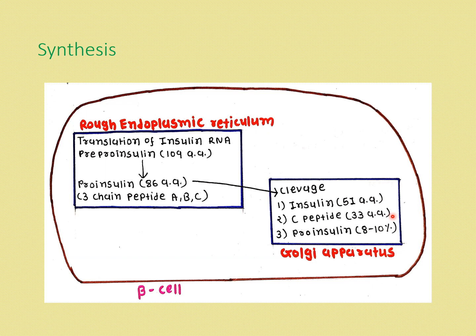Here all are packed in the secretory granule in equimolar amount. So both insulin and C-peptide are packed, but insulin is stored in the secretory granule in zinc bound crystals. So both are packed in granules and secreted in equimolar amount. Now this proinsulin and C-peptide do not have insulin activity.